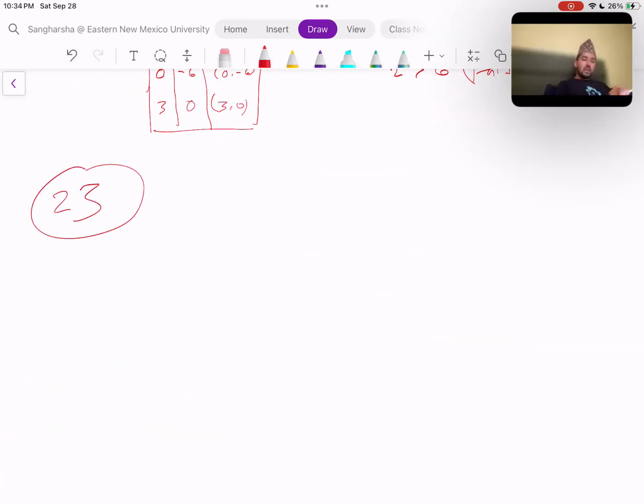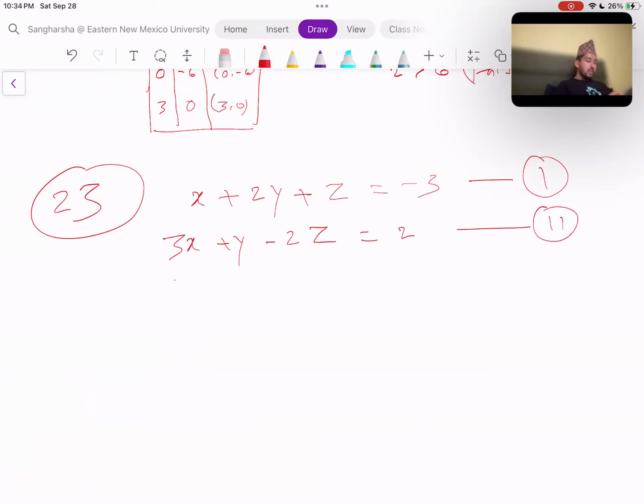So in 23, we have x plus 2y plus z equals to -3. Let me call this equation 1. So we have 3x plus y minus 2z equals to 2. Let me call this equation 2. I have 4x plus 3y minus z equals to 0. So these are the three equations, and we need to solve them. Solving means we need to find the values of x, y, and z. And we are using the elimination method. Okay, it's very similar to the one that we did earlier.